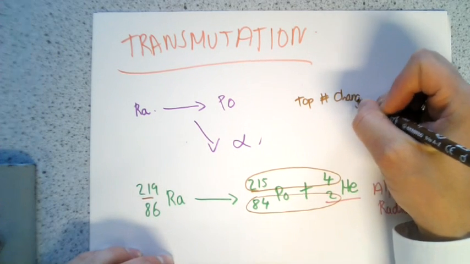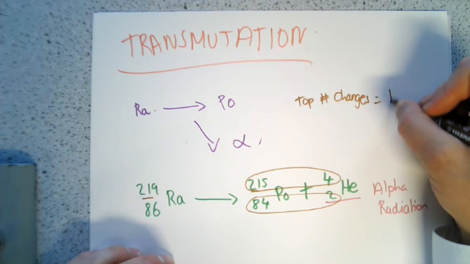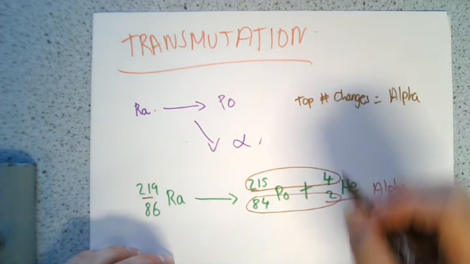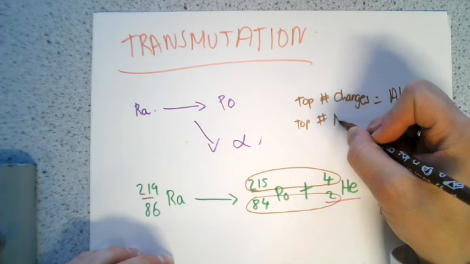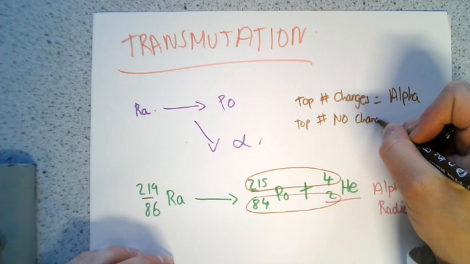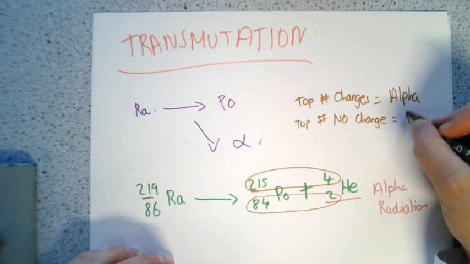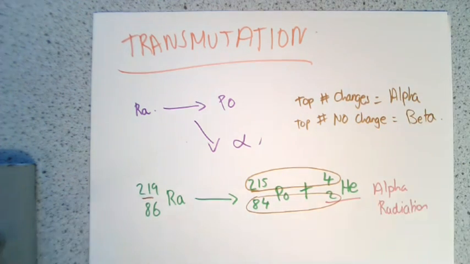Dead simple. Bare minimum. If the top number changes, you've got alpha. If the top number has no change, that's beta. So if all else fails and you've got no idea what I'm talking about, you panic, you come to me in the morning, you think the world's going to end. It is not. Don't stress. Just remember, if the top number changes, you're on alpha, 42He. If it doesn't, we're looking at beta.